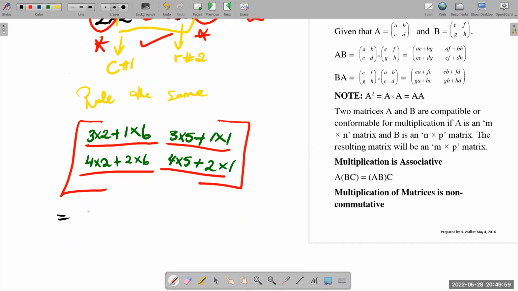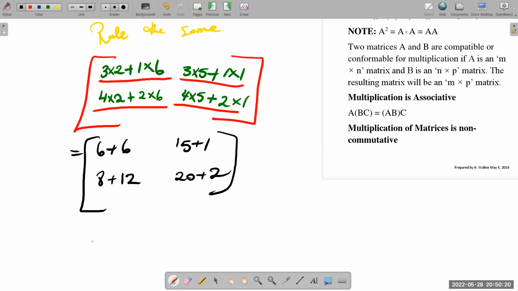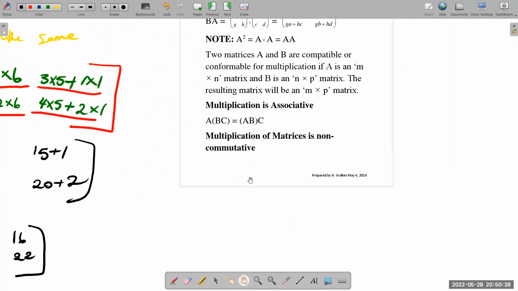So 3 times 2, 6, plus 1 times 6 is 6. Then we have 3 times 5, 15, plus 1 times 1, 1. 4 times 2, 8, plus 2 times 6, 12. 4 times 5, 20, plus 2 times 1, 2. So our final answer is 12, 20, 16, 22. All right, so we're moving right along.